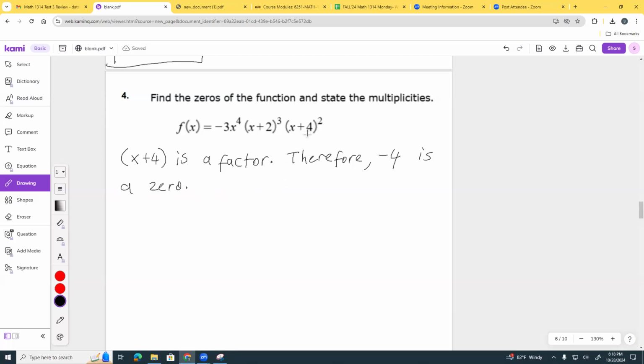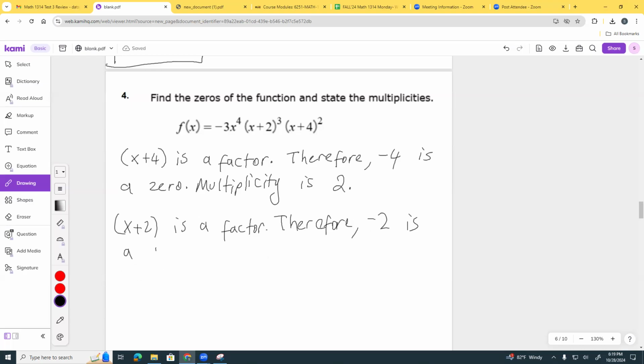And what is the multiplicity for -4? Good job. Multiplicity is 2. That takes care of my last factor. X plus 4 gives me -4 as a 0, and its multiplicity is 2. Now you are answering the middle one. For the middle one, what's the factor? X plus 2 is a factor. Therefore, -2 is the other 0 we are looking for. And what's the multiplicity for -2? 3. Good job. Multiplicity is 3.